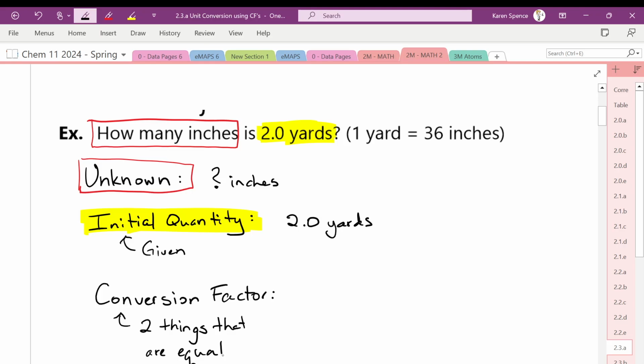Do we have two such things in this question? Yes, we do. We have 1 yard is equal to 36 inches. That's going to be our conversion factor. And remember, how do we write it? We write thing A, 1 yard, over thing B, 36 inches.